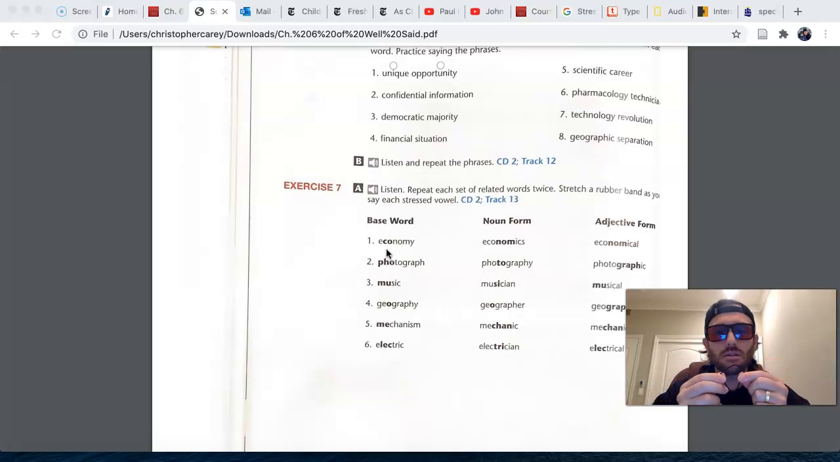Economy, economics, economical, photograph, photography, photographic.